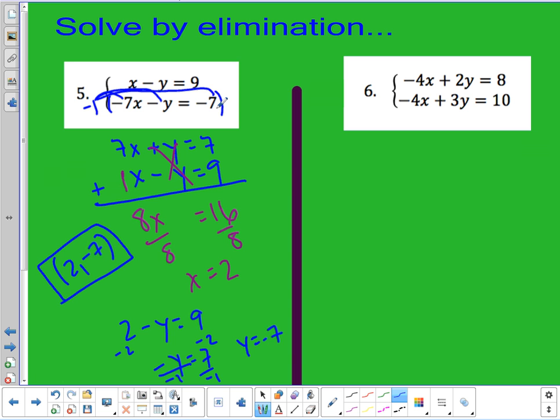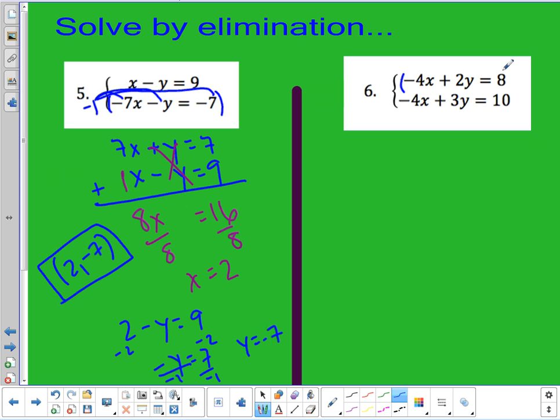Notice I went across the equal sign as well. Now let's try that again in number 6. I have negative 4x plus 2y is equal to 8 and negative 4x plus 3y is equal to 10. Now again, I notice that I have a negative 4x and a negative 4x. Now that's a good start, but they need to be opposites. They're both negative right now. I need one of them to be positive.